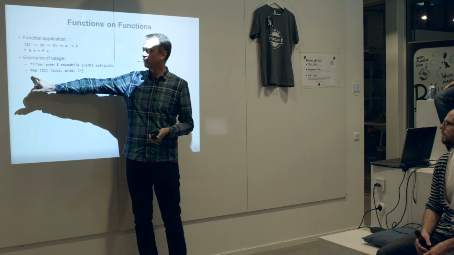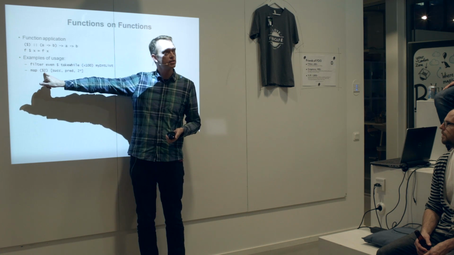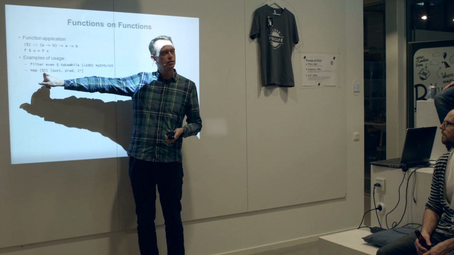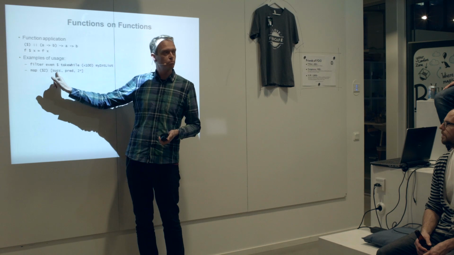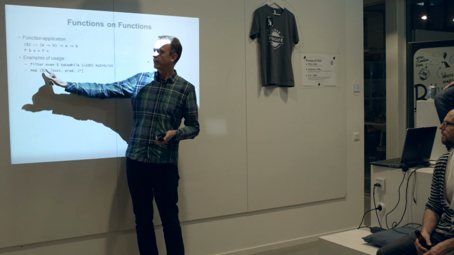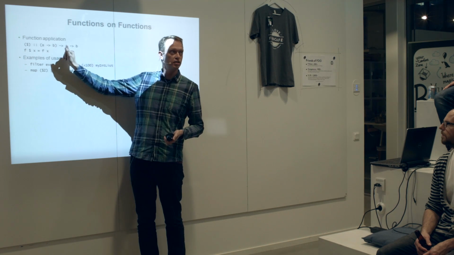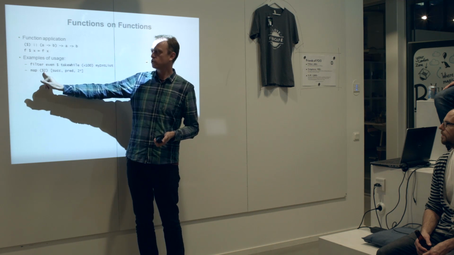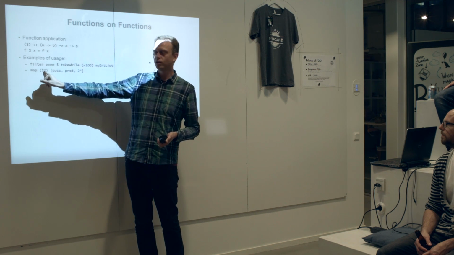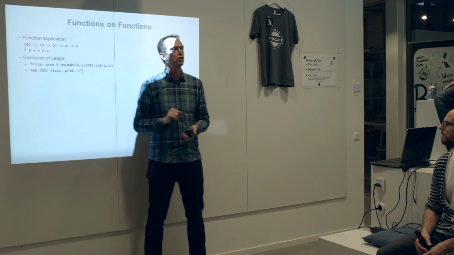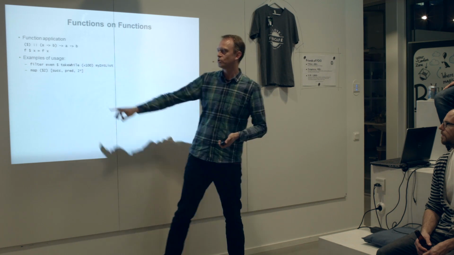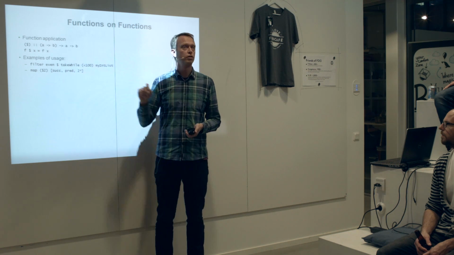Now I can map this apply to 2 on all of these. So what will this mean? Well, it will first provide this function here to this one, and here I've provided the second argument. So this will have the result that I'm applying suc to 2, then I'm applying pred to 2, and times 2 to 2. So I will end up with the values 3, 1, 4.